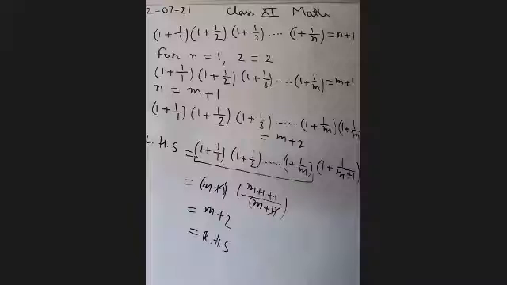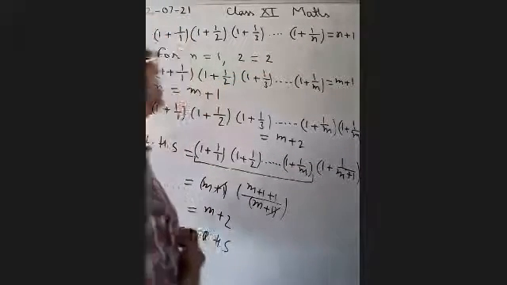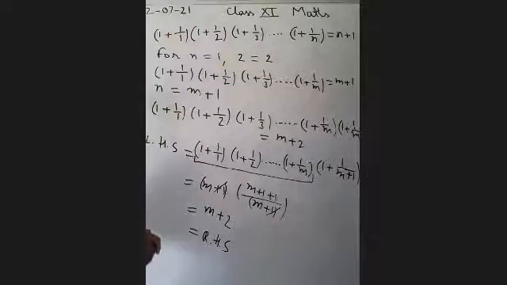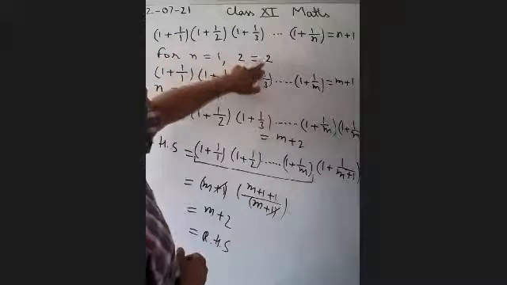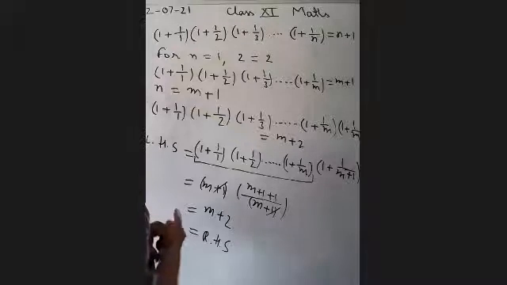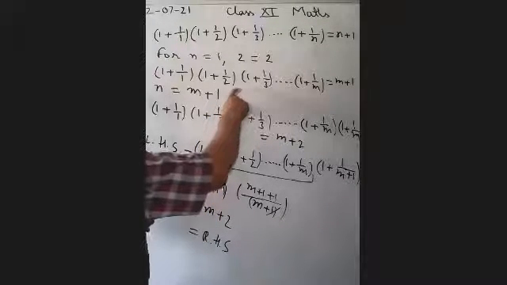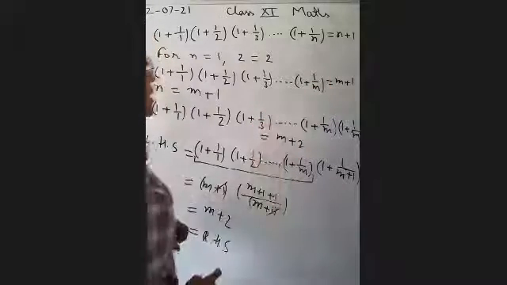Network was disconnected. Okay. Just see again. The product of all these terms we have to prove equal to n plus 1. So the method is, for n equal to 1, we check the left hand side and right hand side. Left hand side is equal to 2 and right hand side is also equal to 2. फिर after that we assume it is true for n equal to m. So we have written the same way. In place of n we are writing m.